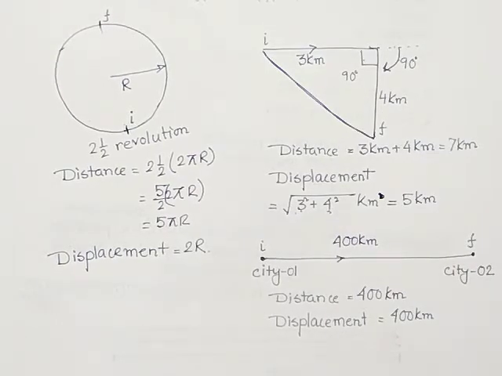So from all of the discussions, it is clear that distance is basically concerning the path length along which it moves, but the displacement is basically concerning the straight line distance between the initial point and the final point. It does not depend on whether the particle or the object or the body that is moving is following that path or not.